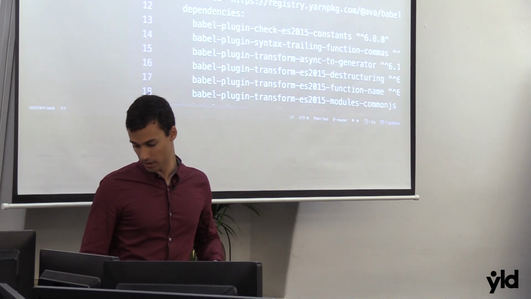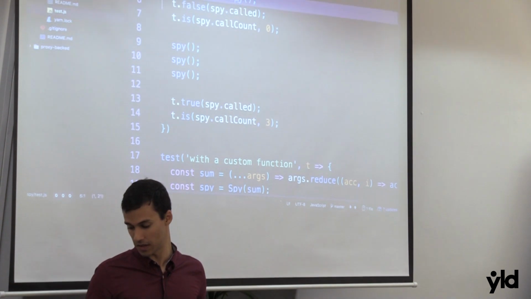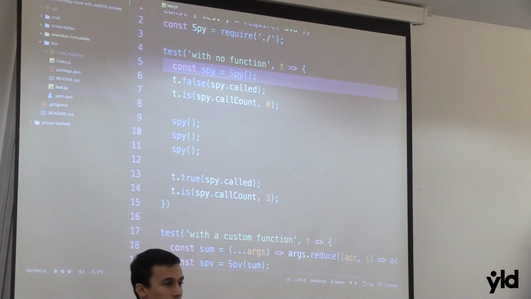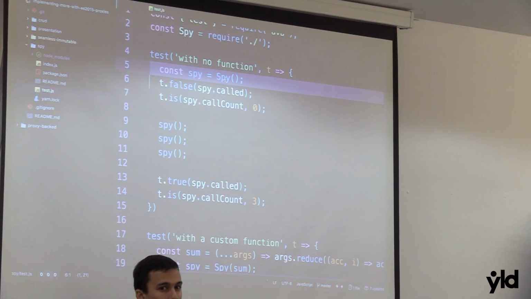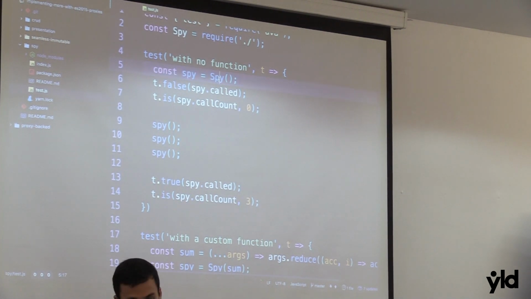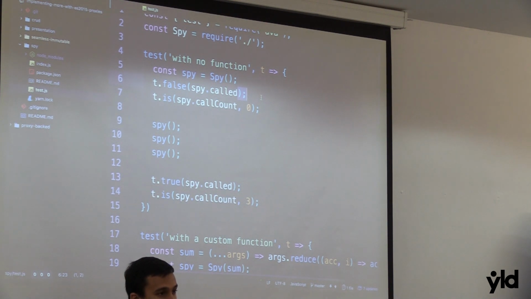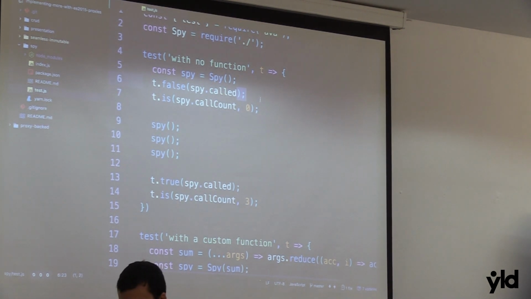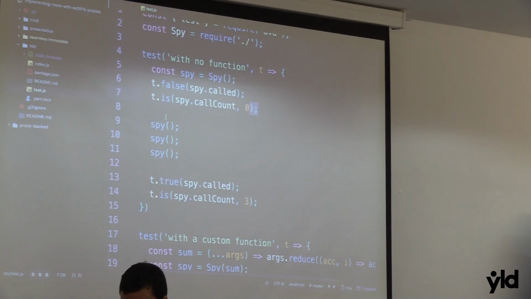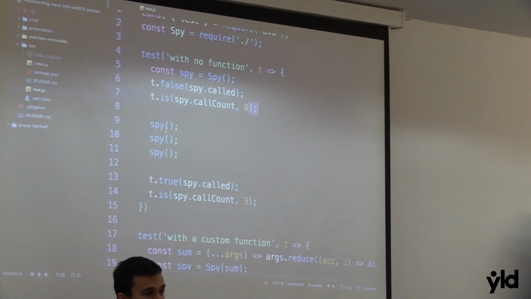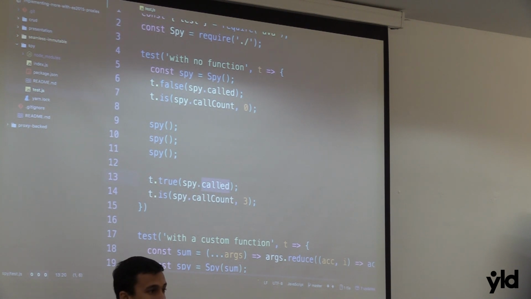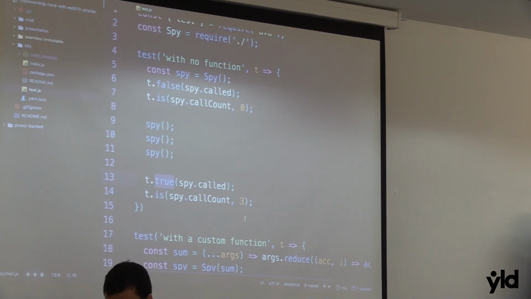So let's have a look at the test. This is the use case with no function. You can use the Sinon spy just like this. So you start by starting a spy. Right after we get our spy, it hasn't been called, and of course the call count is 0. Then we call it 3 times, just like you'd call a normal function. And then we can assert that the spy has been called indeed. This should be true, and the call count should be 3.